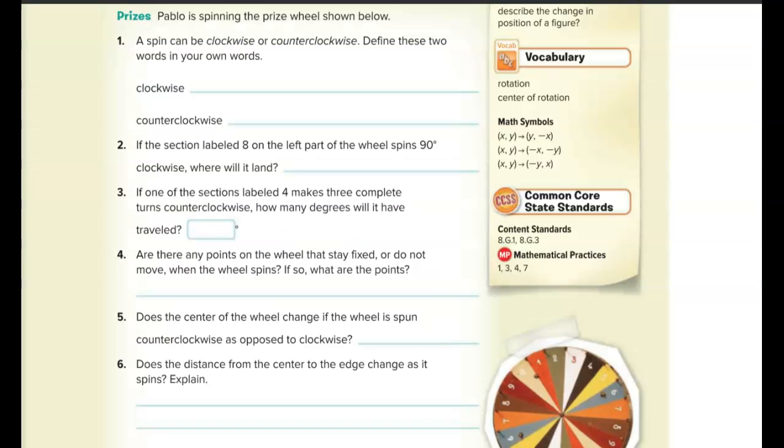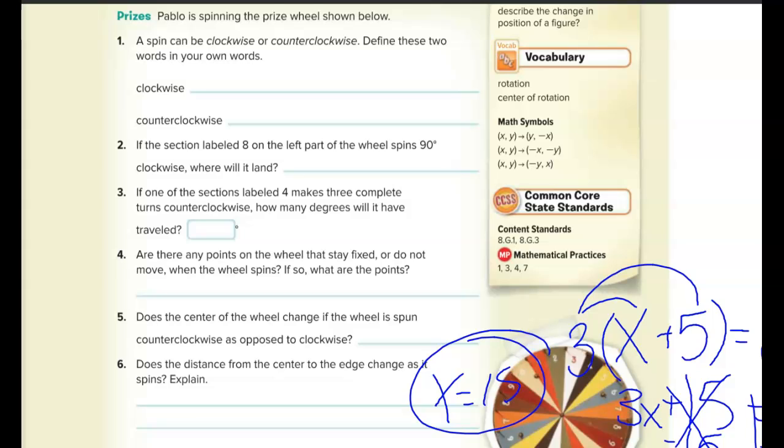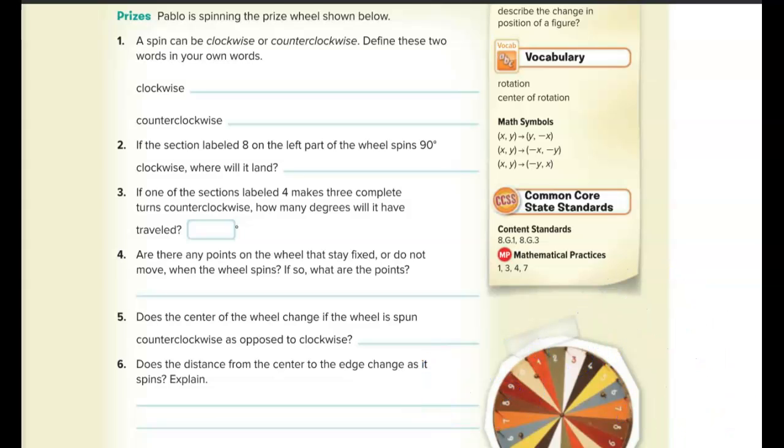So in your own words, if you're spinning it clockwise, which direction do you go, DJ? Right. Good. And if I go counterclockwise, which direction will it go? Josie? Left. Good. So this would be right, this would be left.